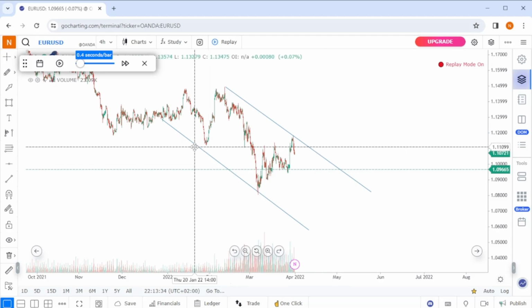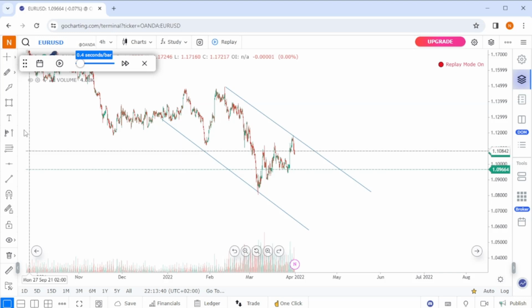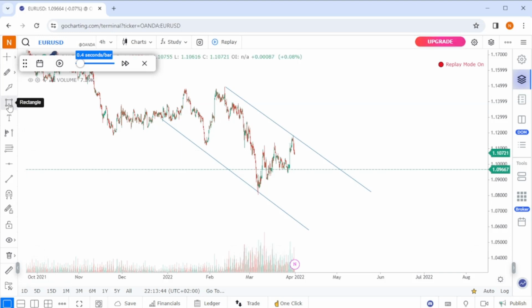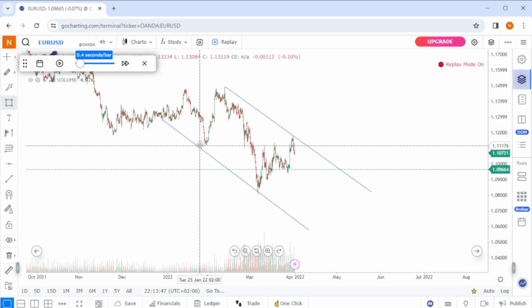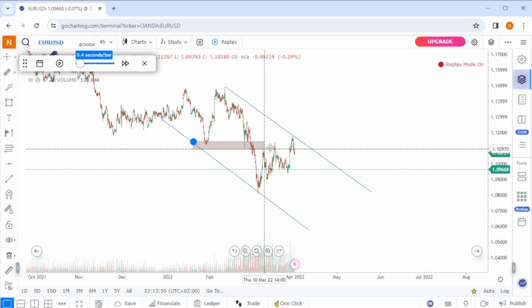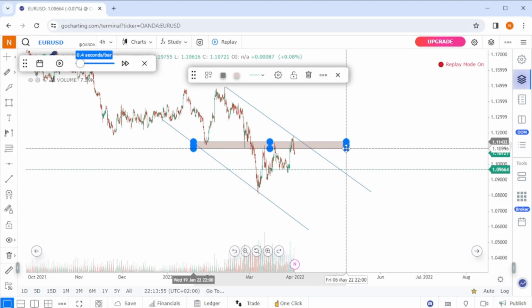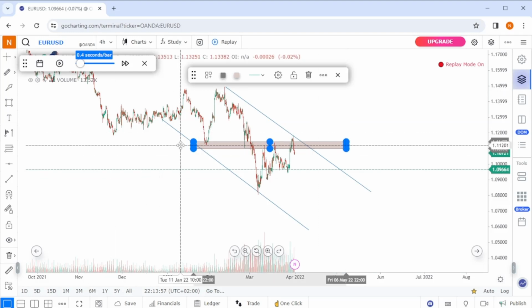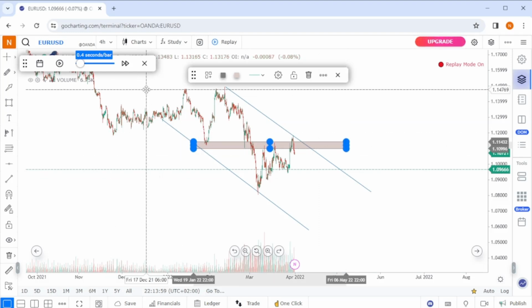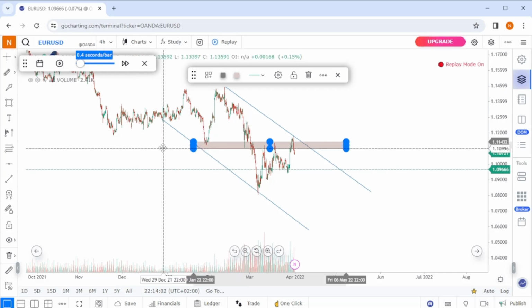So before you even think about taking any trades, the second thing that you have to identify is your support and resistance areas. The first support area that you would have, let me just use the rectangle, would be right here. This would serve as your support, for a few reasons.